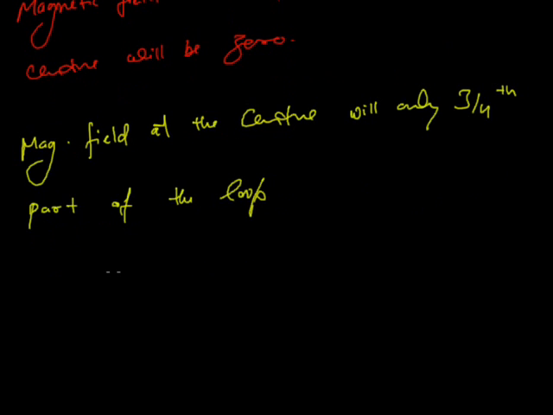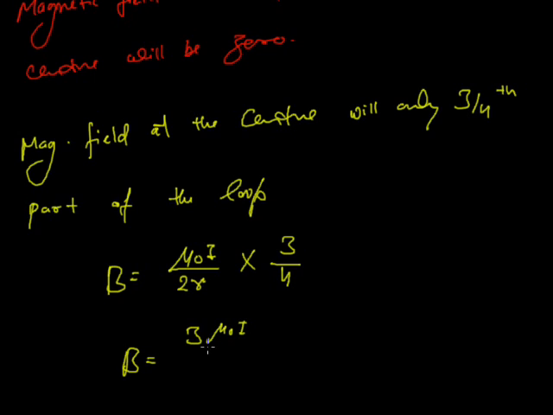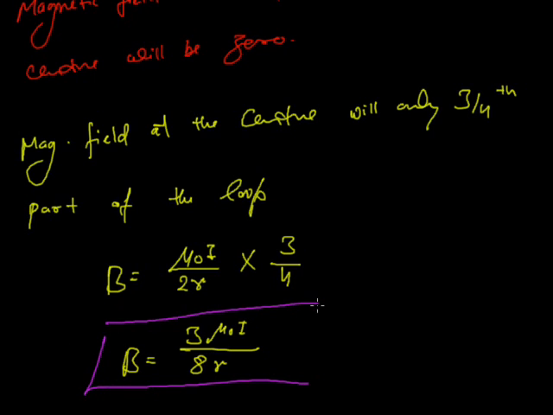So B will be given by mu 0 I upon 2R into 3 by 4. That will be equal to 3 mu 0 I upon 8R. This is the result. This is the magnetic field at the center of the circular loop.